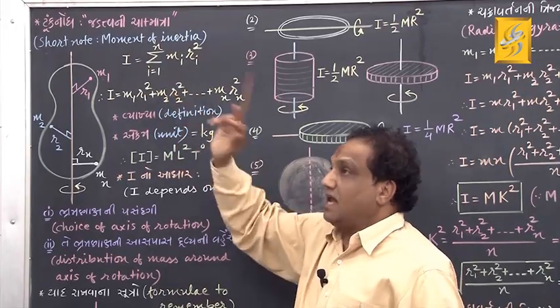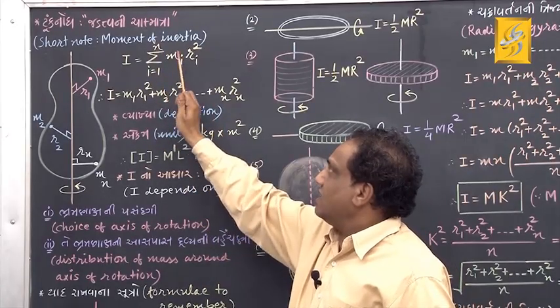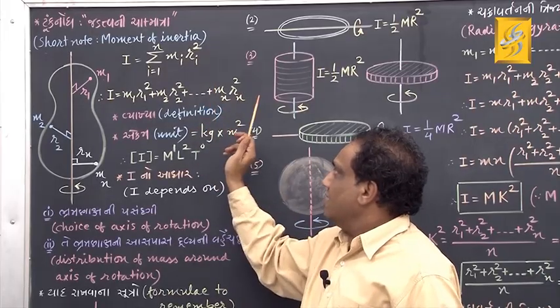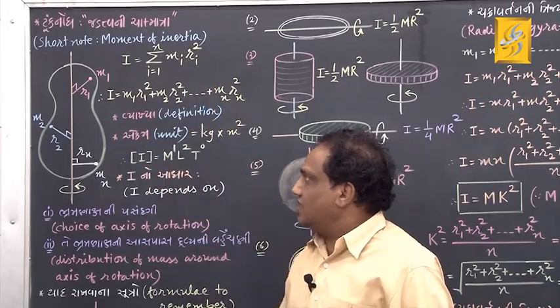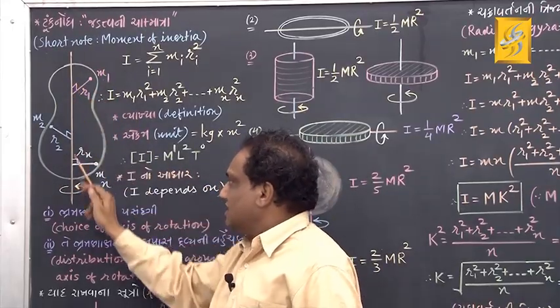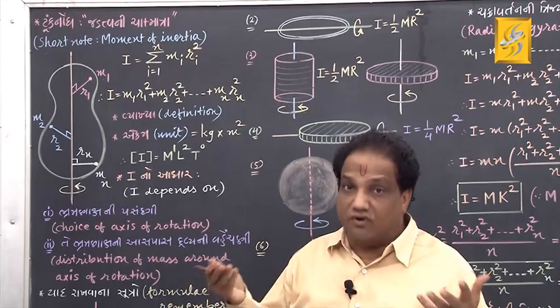Now write the last order of the particle, which is n. So write here i equal to n, mn rn square. This summation is called the moment of inertia of this rigid body rotating about this stationary axis of rotation. How would you define it in words?